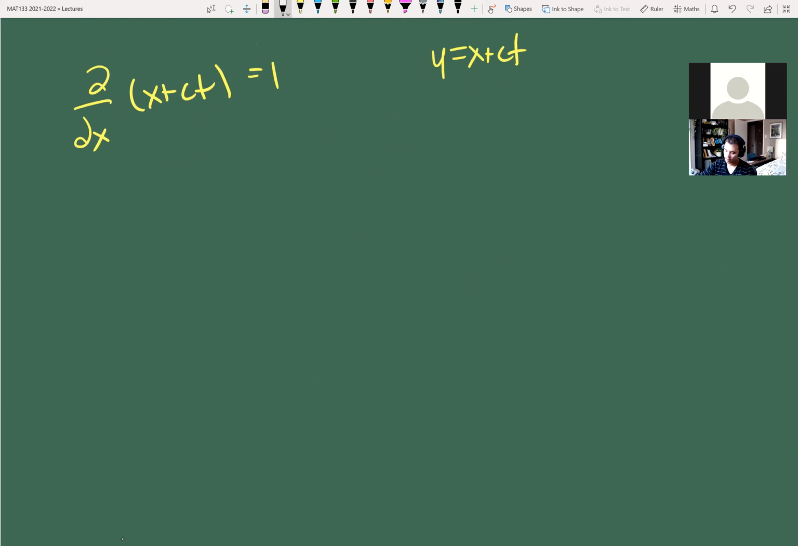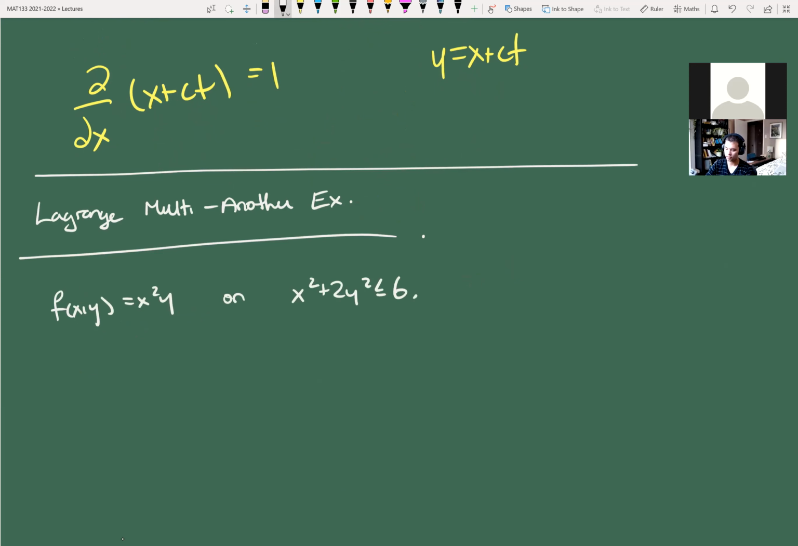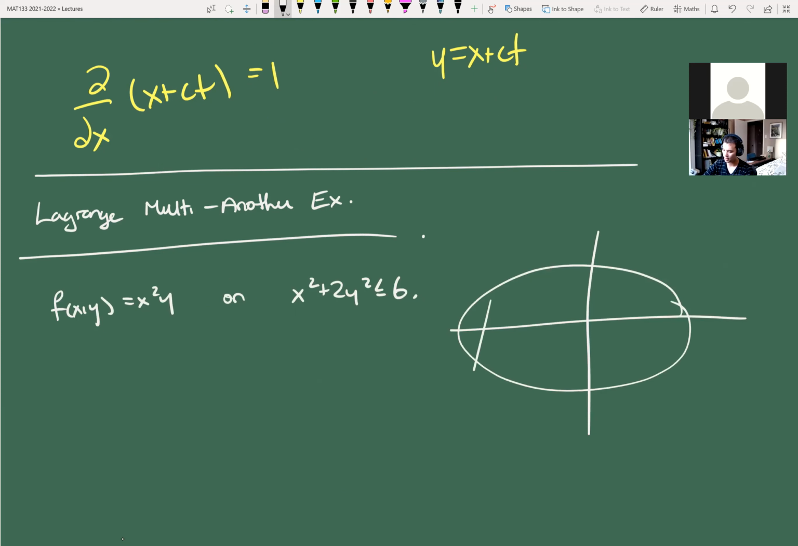So the question, everyone, is from the Lagrange multipliers video, another example, the second one. It says find the extrema of this function, x squared y, on this set, x squared plus 2y squared is less than or equal to 6. And if you plot that thing, it looks something like this.